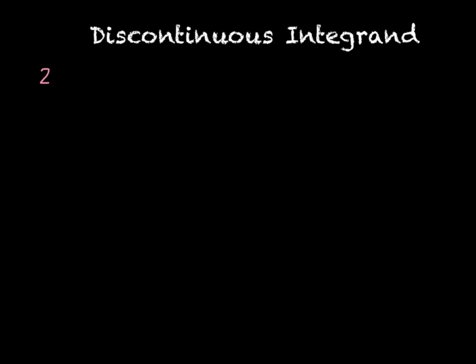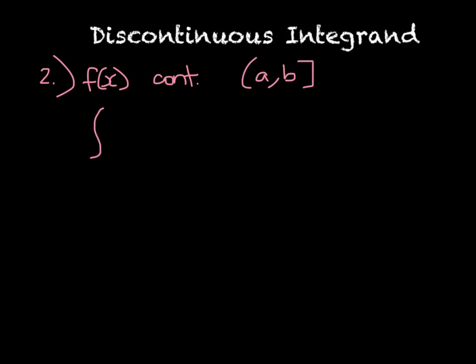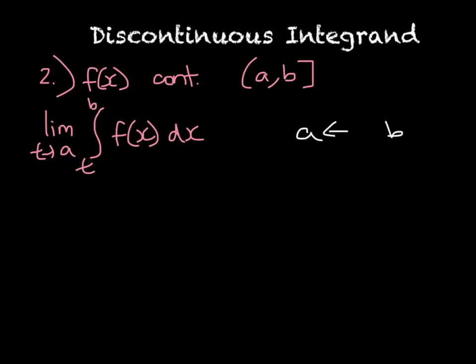Similarly, in another case, if we have that the function is continuous in the interval from a to b, but not including a, then what we can do is we'll replace a with our parameter t, integrate as usual, and then just take the limit as t approaches a, except this time, remember that we have our interval a, b. We're approaching a from the right, so we're going to take the limit from the right.